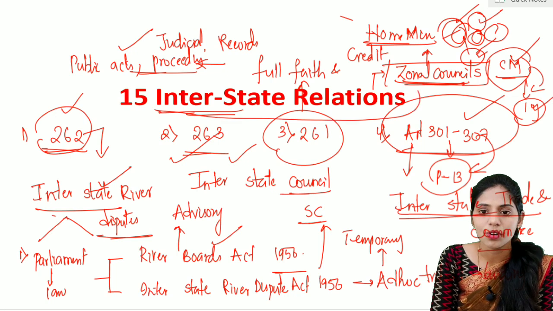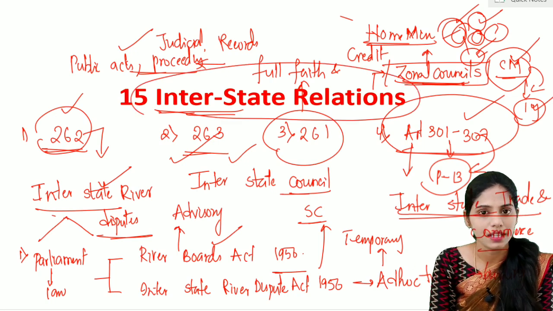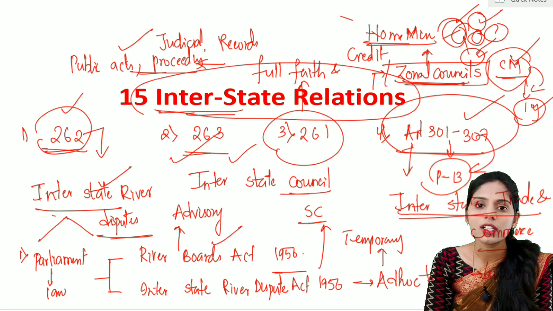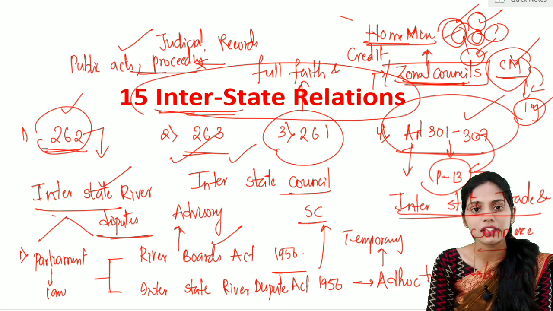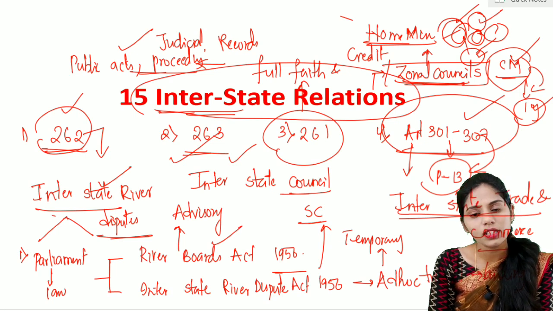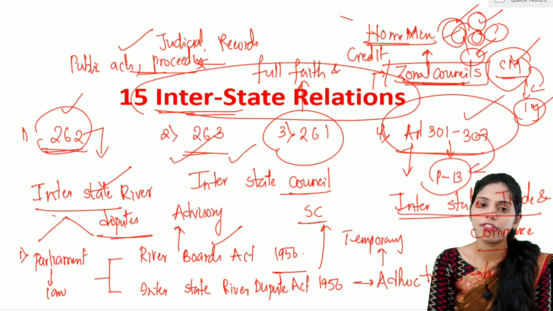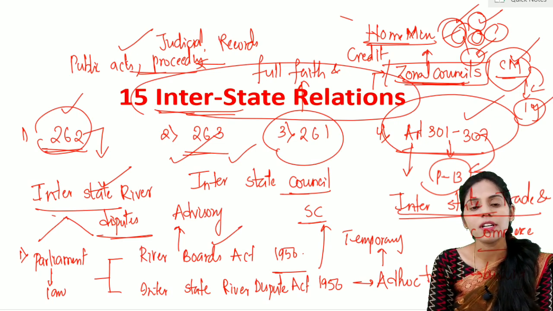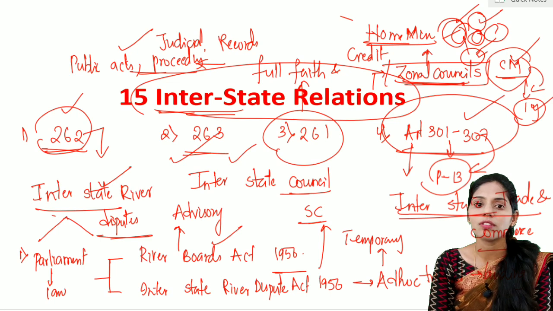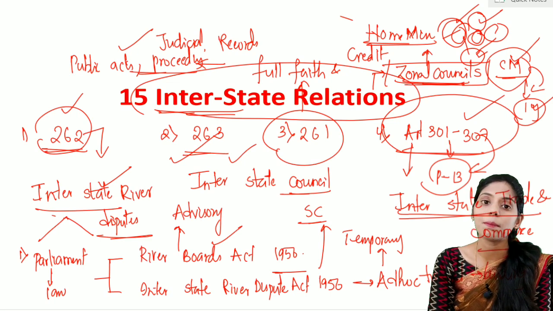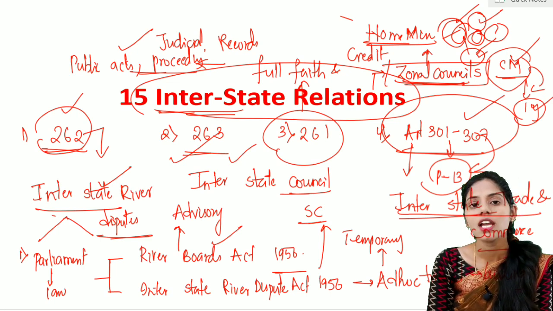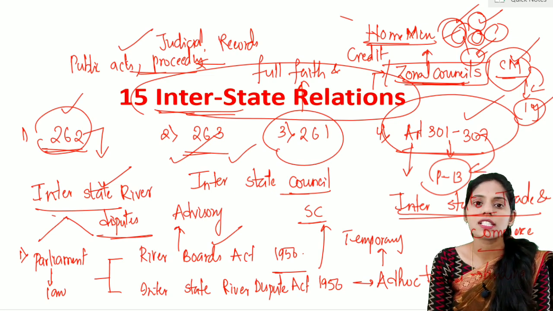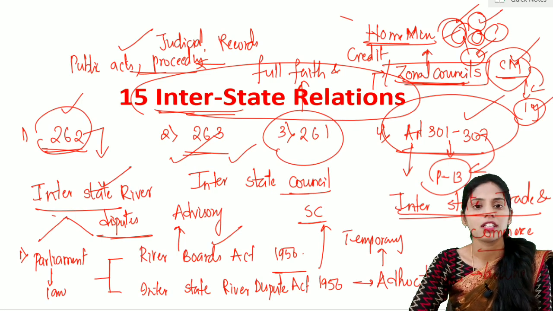So in this lecture we are going to discuss these 5 subtopics. The first one is Article 262. The next one is Article 263 that talks about the interstate councils, and Article 261 that talks about full faith and credit, and the next one is interstate trade and commerce, dealt with in Articles 301 to 307, which mainly comes under Part 13 of the Indian Constitution, and later, at the last part, the zonal councils. So let's get started and let us see what is written in our Laxmikanth.